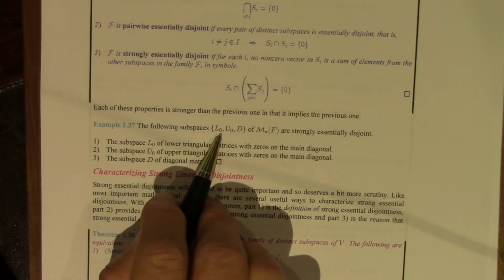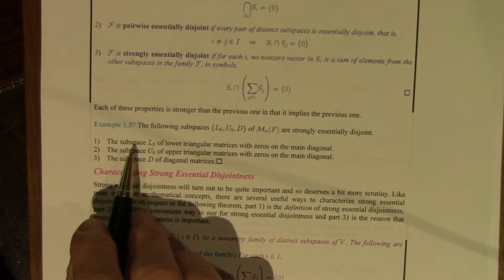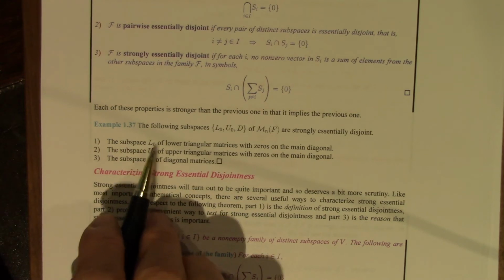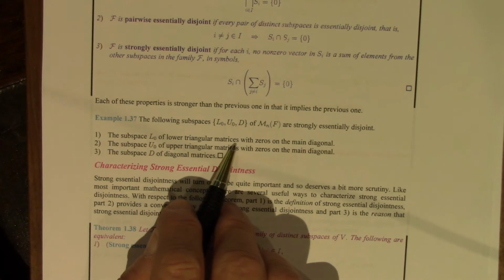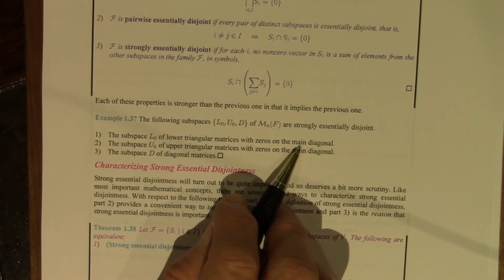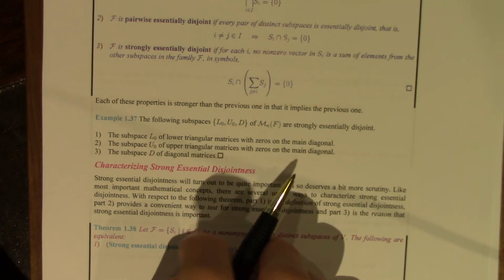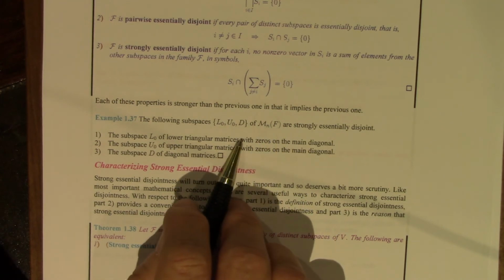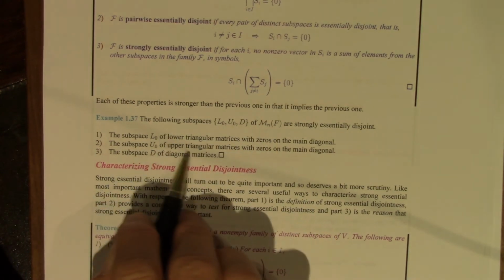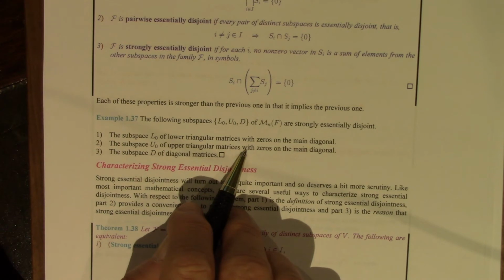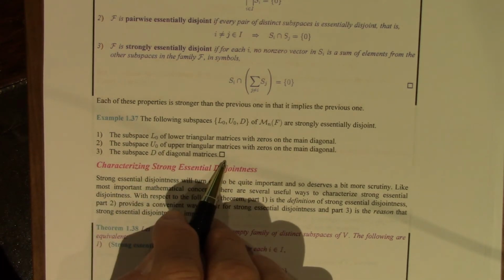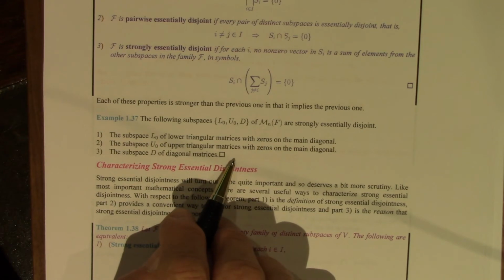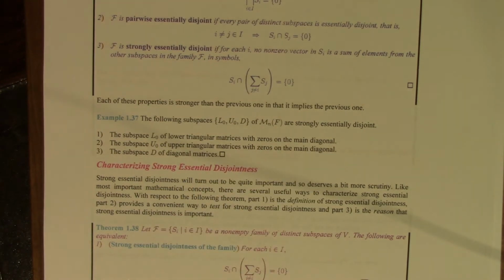Here's an example. The subspace L0 of lower triangular n by n matrices with zeros on the main diagonal. So I called them strictly lower triangular matrices before. The subspace of strictly upper triangular matrices and the subspace of diagonal matrices, these are strongly essentially disjoint.